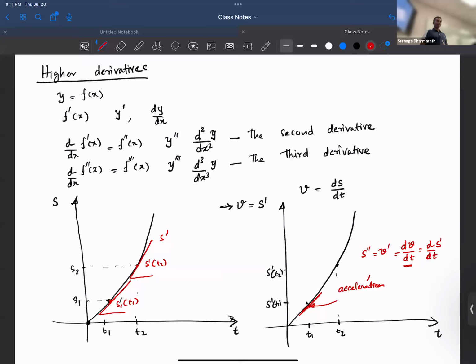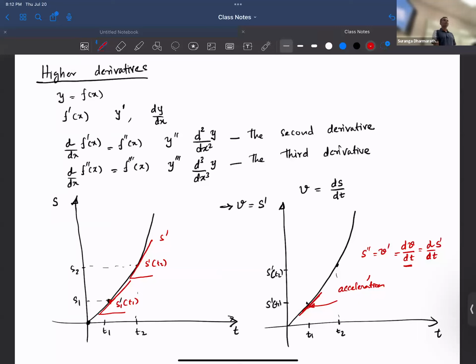Does that make sense? If the acceleration is constant, what is the shape of the S prime curve? Straight line. If the acceleration is 0, then this curve is a flat one, right?